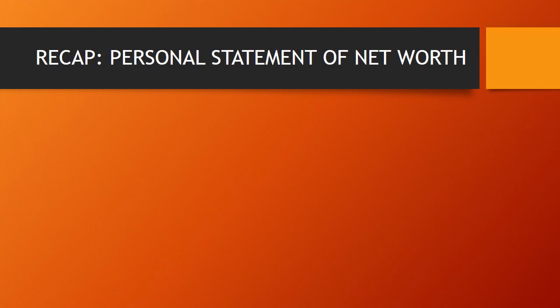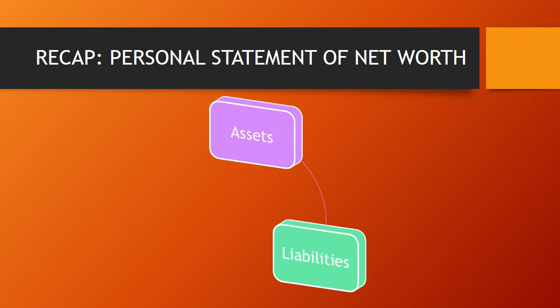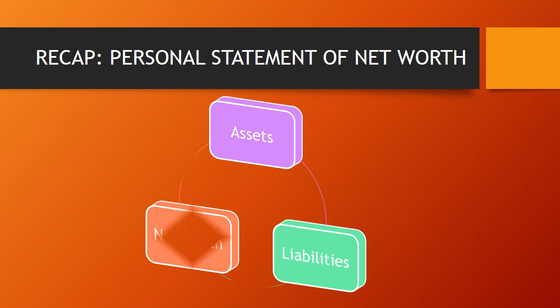Before we conclude our lesson, just a quick recap of personal statement of net worth. We said that in order for us to calculate net worth, it's important for us to understand what assets are, what liabilities are. Assets are possessions, valuable items of a business or individual. Liabilities, it's money that is owed to other businesses or other people. And so the formula that we use to calculate our net worth is equal to total assets minus total liabilities.